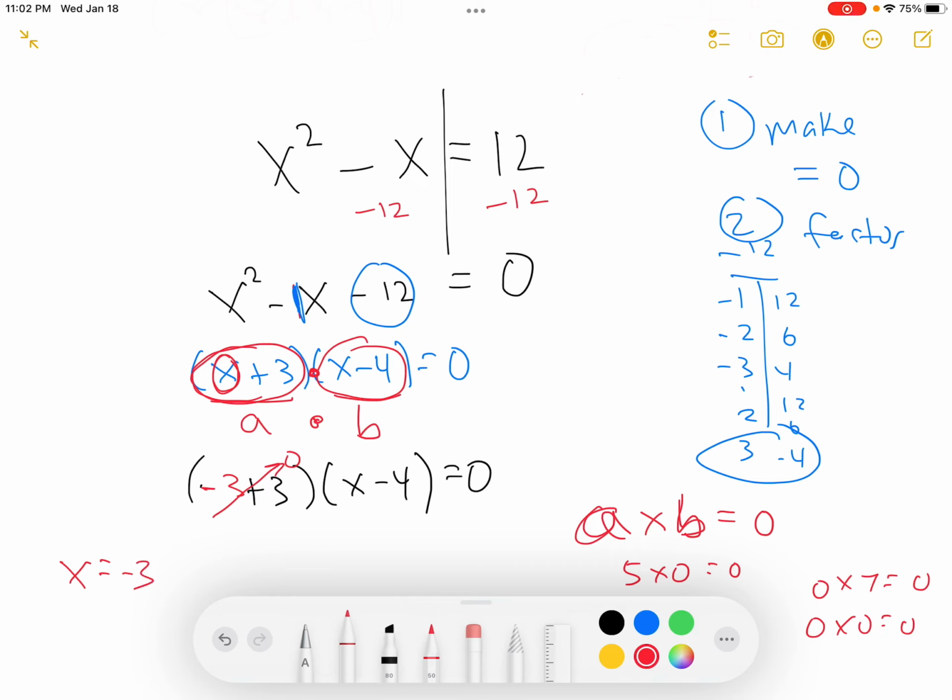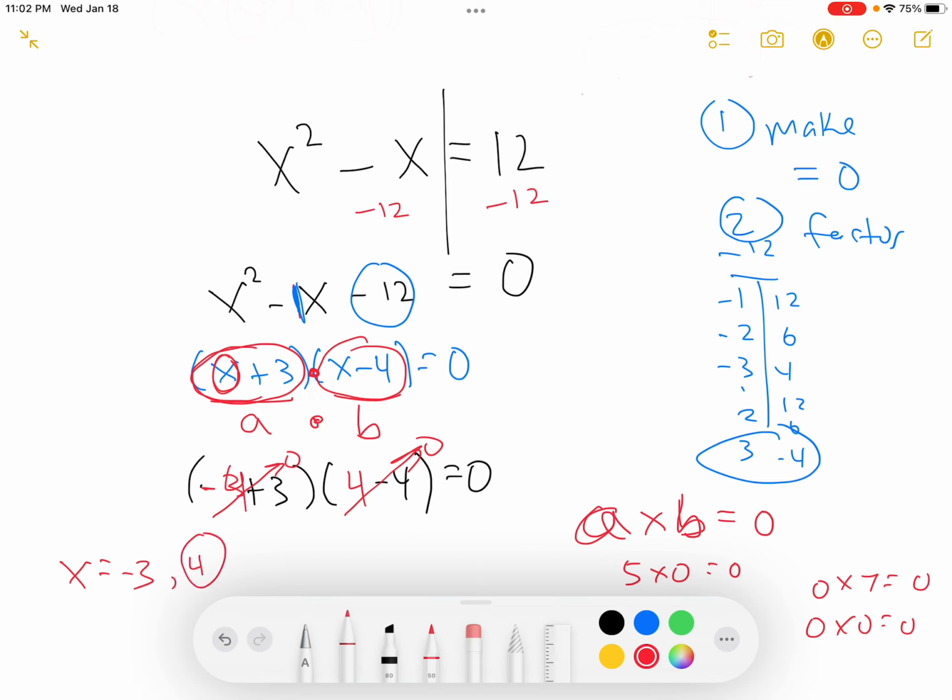Okay, now let's look at this bit right here. What number could I write in here to make 0? And you've probably guessed it, I can write in a 4, because 4 minus 4 would give me that 0, and 0 times whatever is there is going to be 0. So my solutions are negative 3 and 4.